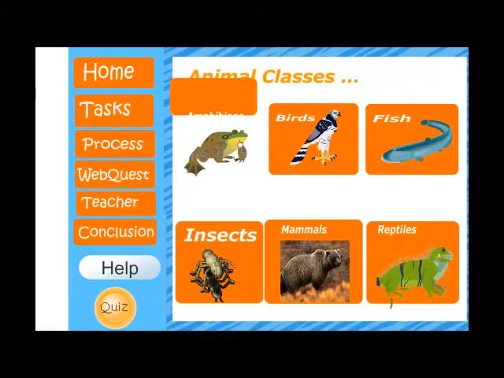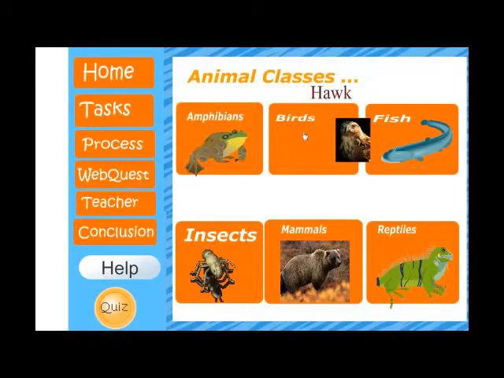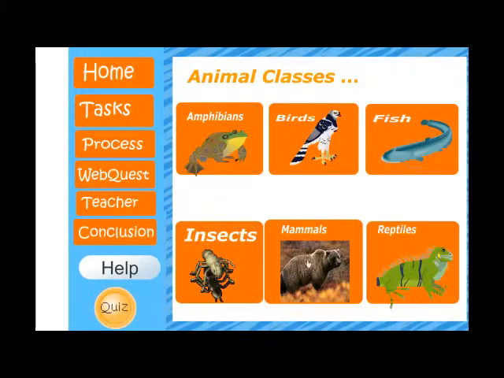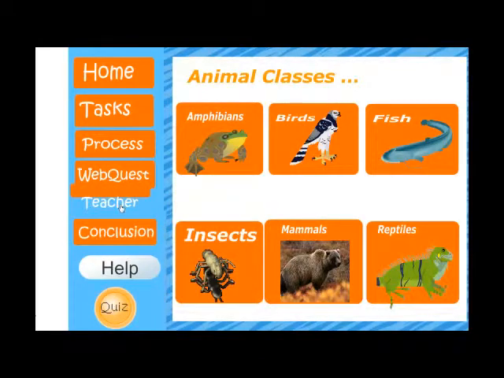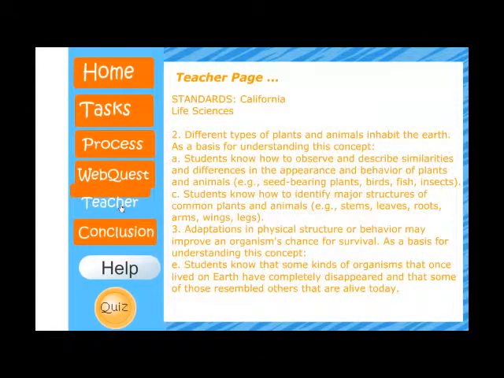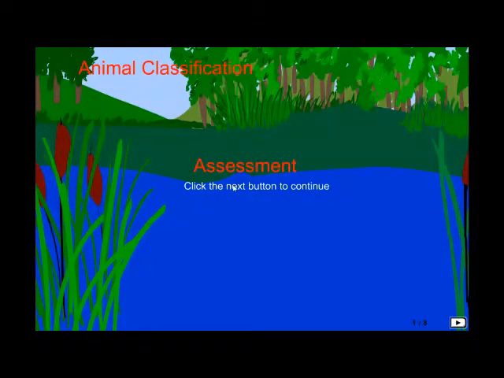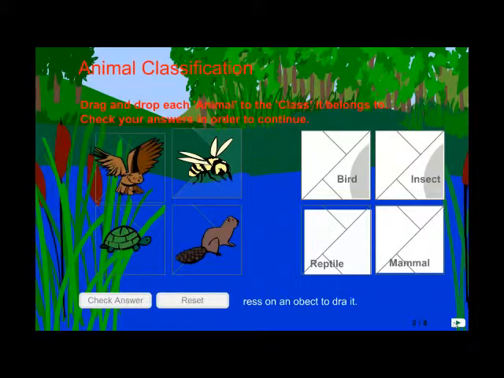On the web quest, they can choose amphibians or birds or fish. And as I'm doing this, you can see the flash moving around the insects. And then there is also a teacher page that tells the standards that are addressed. In addition, there's an assessment which requires several different things to be created. I'm just going to show you a little bit. The assessment button on the right, we click to continue.